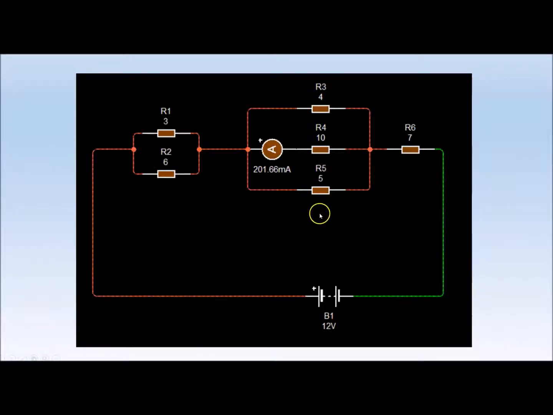Going back to our simulator, I've put an ammeter in to measure the current flow through resistor 4, and as you can see, it's coming up with a reading of 201.66 milliamps. That in amps is 0.202 amps. So that shows that our maths is correct, and I haven't fed you any lies. There we go, which is good.